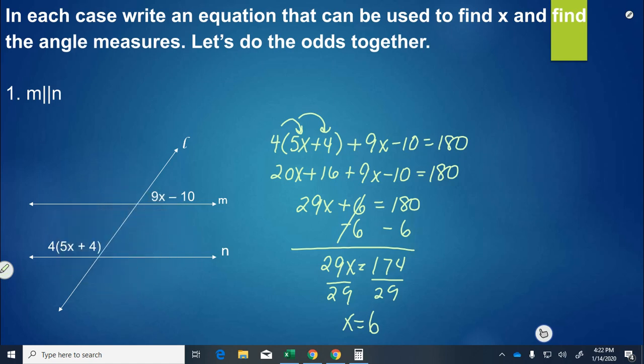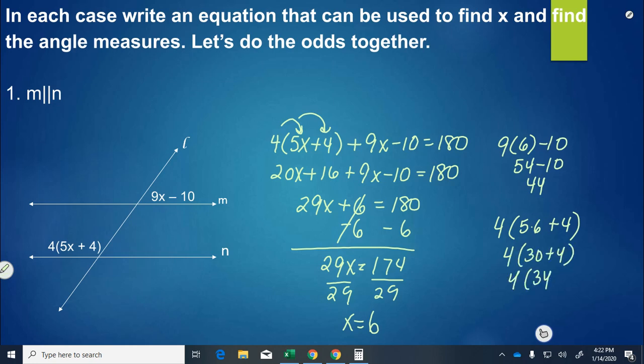So we have 9 times 6 minus 10, which is 54 minus 10, or 44. And 4 times (5 times 6 plus 4) is 4 times 30 plus 4, or 4 times 34, which is 4 times 4 is 16, carry the 1. 4 times 3 is 12, plus 1 more is 13, so it's 136. And then 136 and 44 add up to 180, so we know we did this right. So all of our obtuse angles are going to be 136, and all of our acute will be 44.